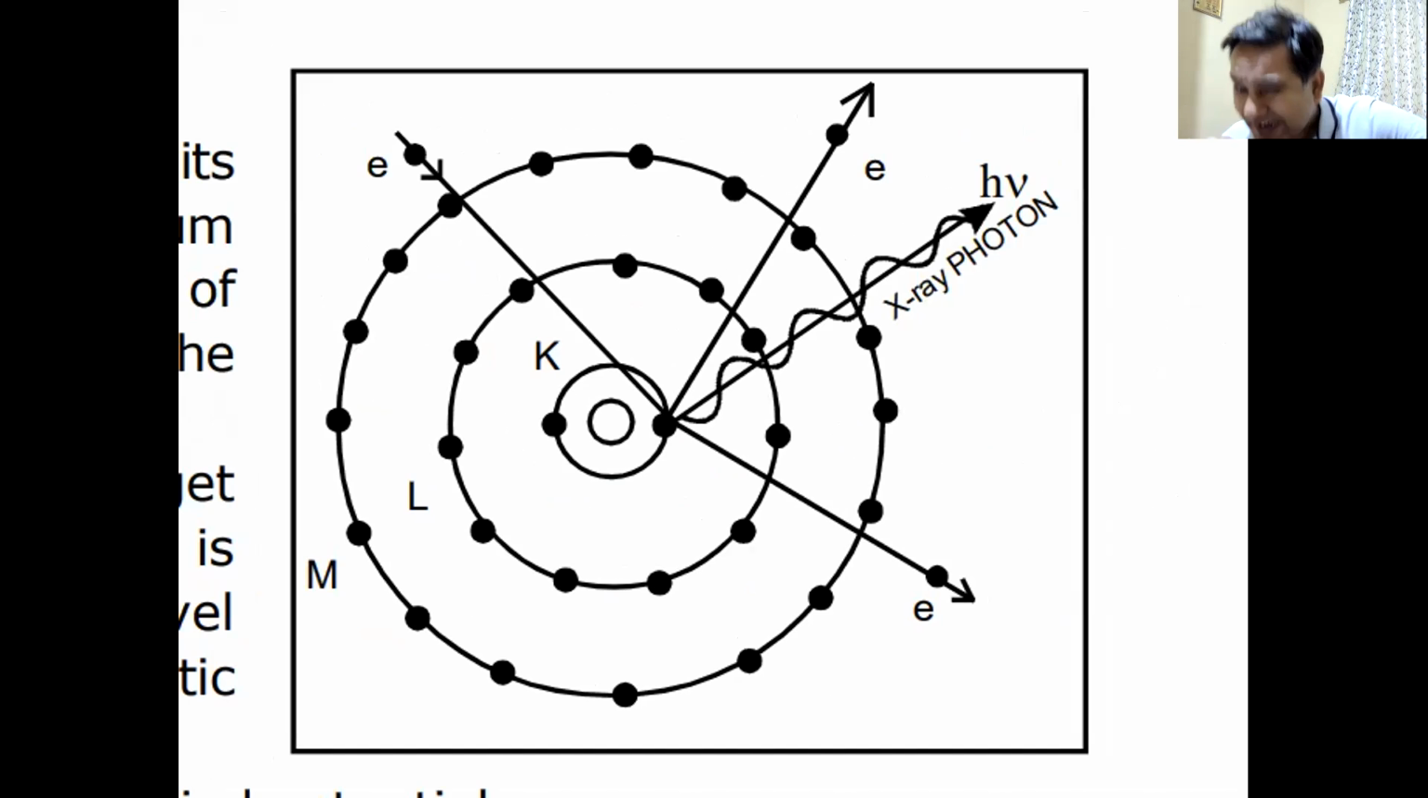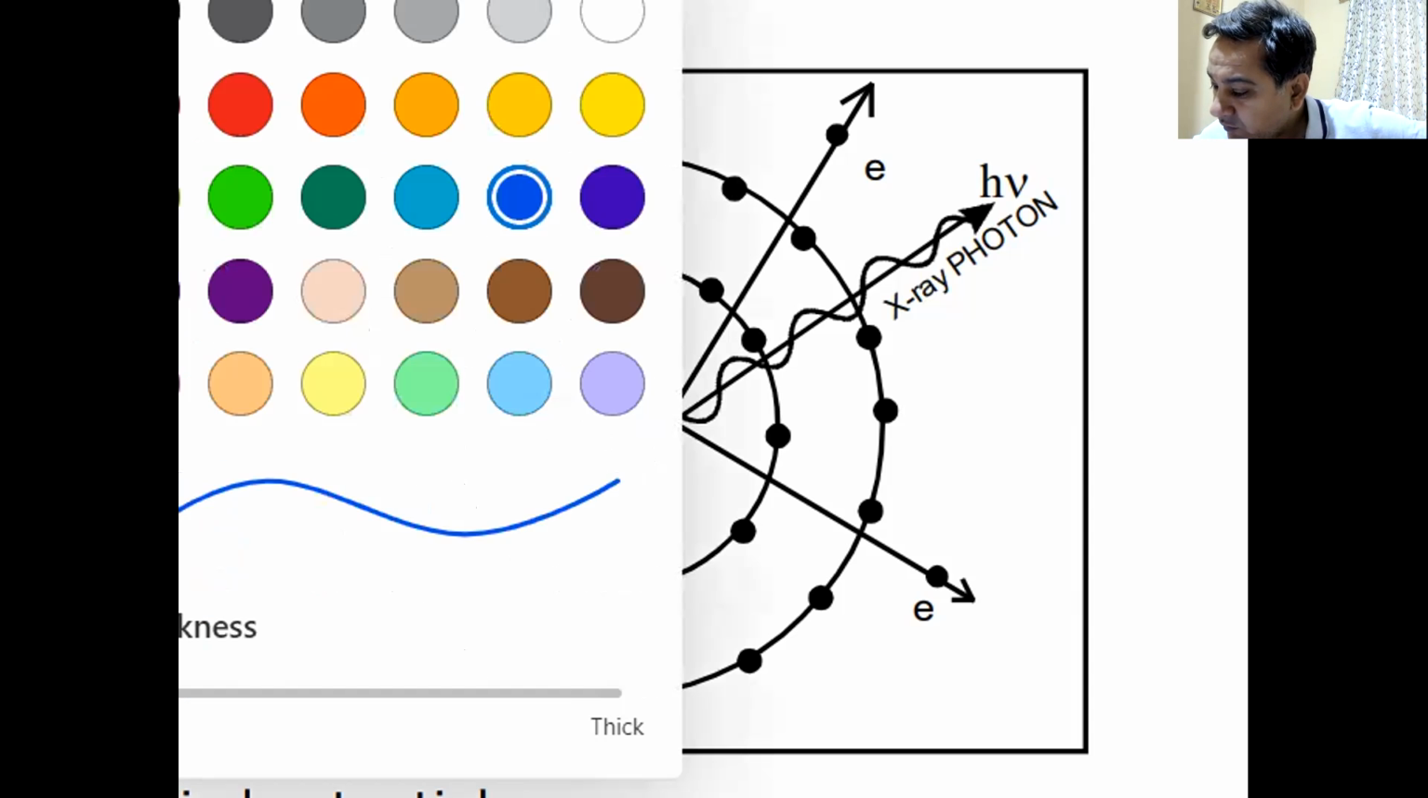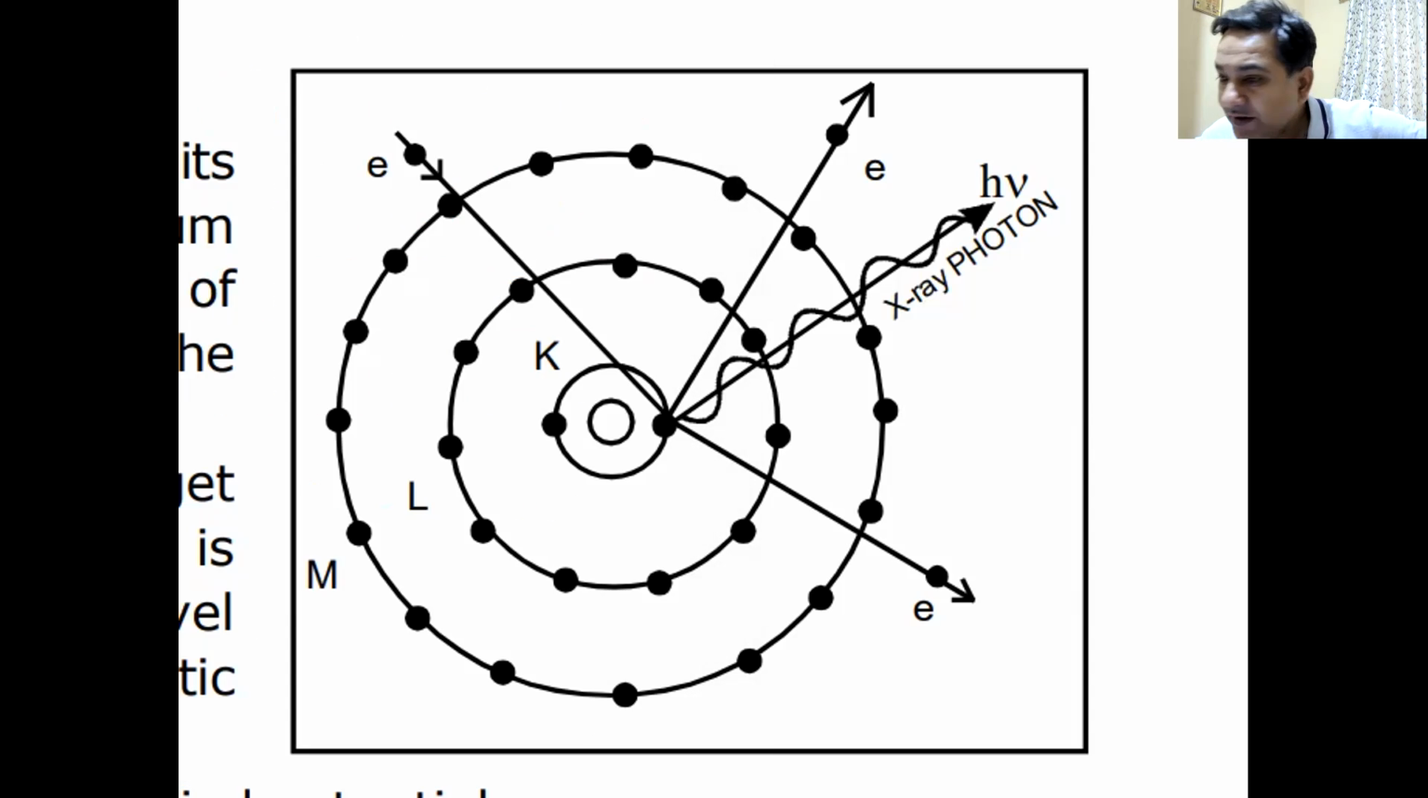The diagram is slightly different compared to the diagram that we had previously shown for continuous X-rays. Can you spot the difference? What was happening there and what is happening here? Anyone can spot the difference? Tell me. This is the striking electron.